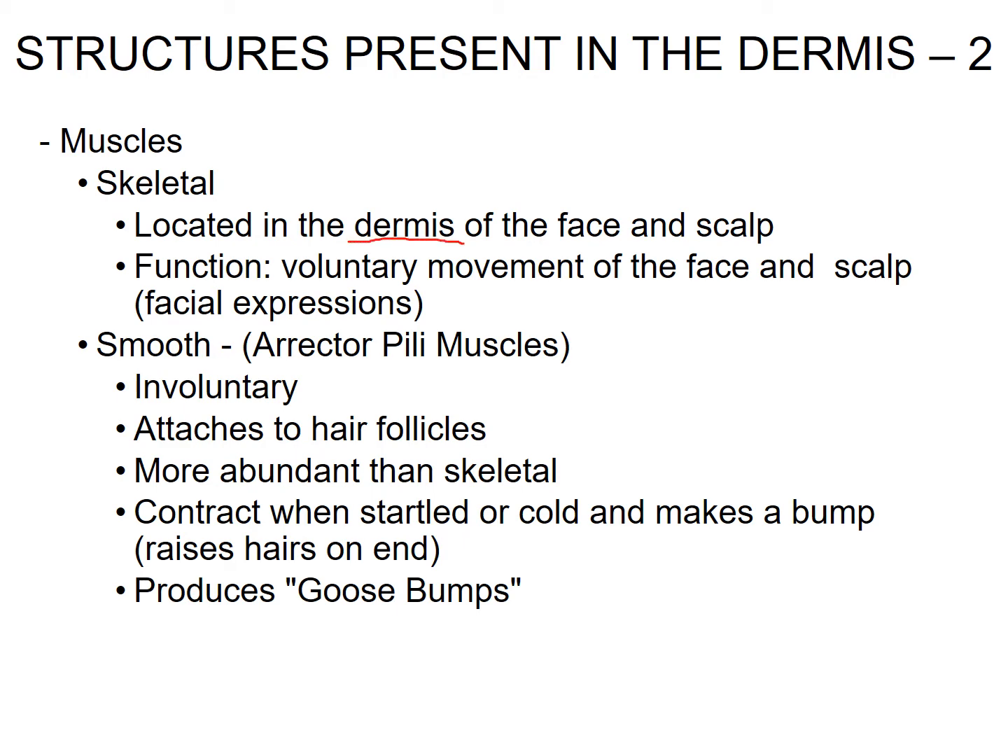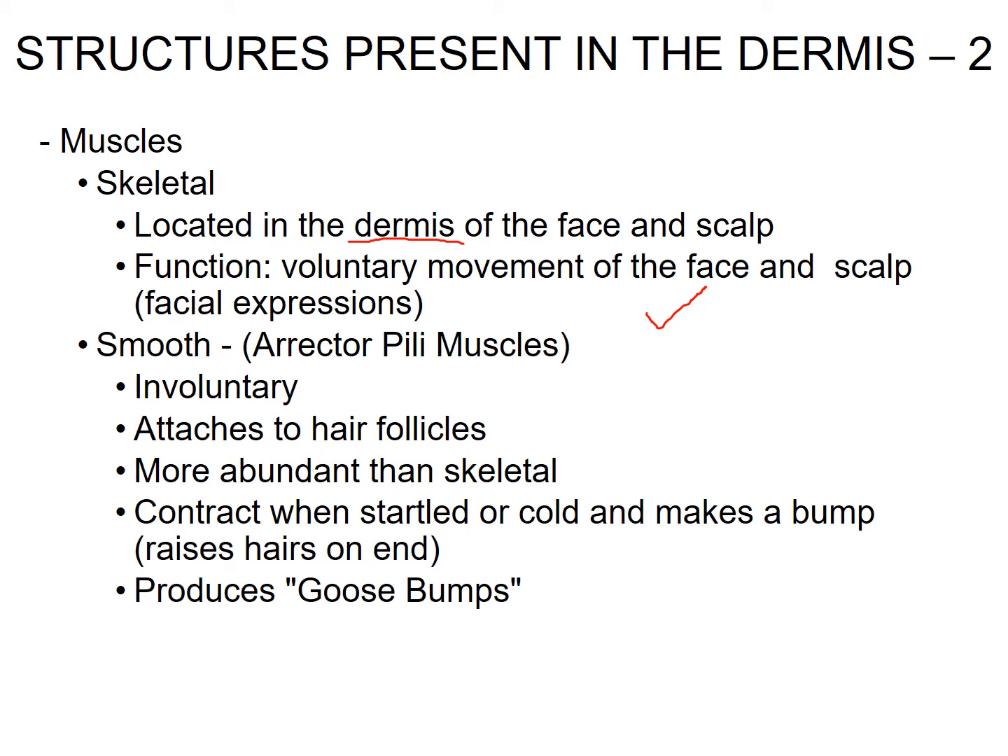There we go. I couldn't find my mouse for a second. So once again, voluntary with skeletal muscle, and therefore this is going to help us with facial expressions. This is going to help us smile and frown and laugh, and all of those tiny little intricate muscles that we're going to learn next module are going to come into play here.